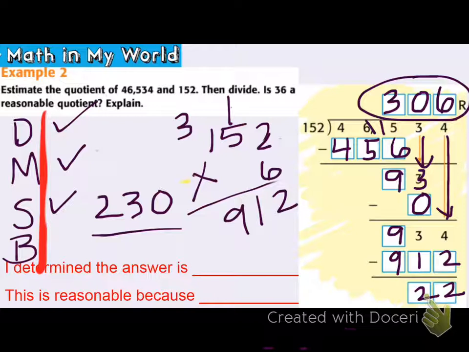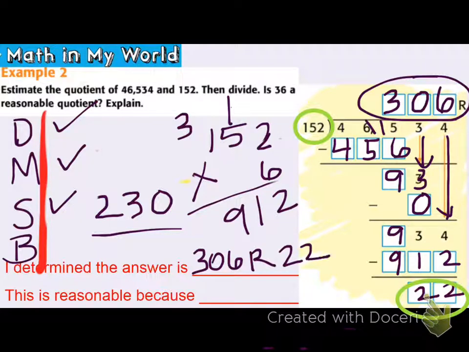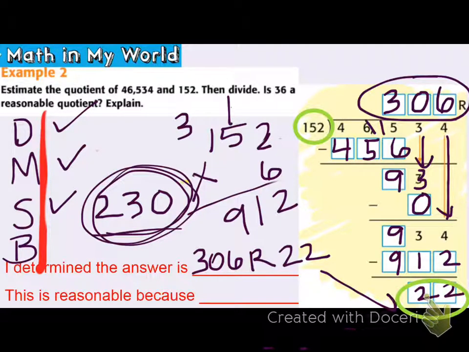Notice my remainder, 22, is smaller than my divisor, so it's okay. So I determine the answer is 306 with a remainder of 22. This is reasonable because it's close to my estimate and my remainder is smaller than my divisor.